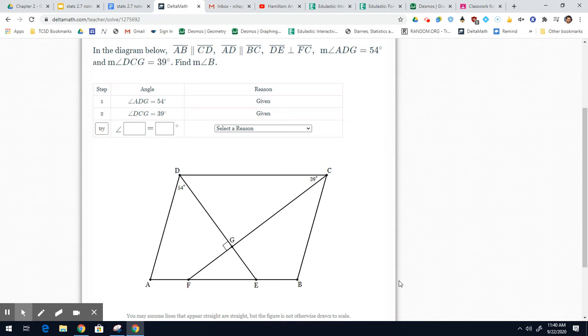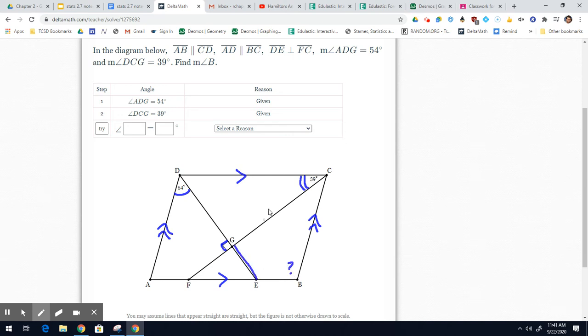Okay. So in the diagram below, we have segment AB parallel to segment CD. So let's do some drawing, right? It says we have segment AB parallel to CD. We have segment AD parallel to BC. And it says DE and FC are perpendicular. So there's your right angle box. ADG is 54 and DCG is 39. Okay. And we need to find the measure of angle B right here.